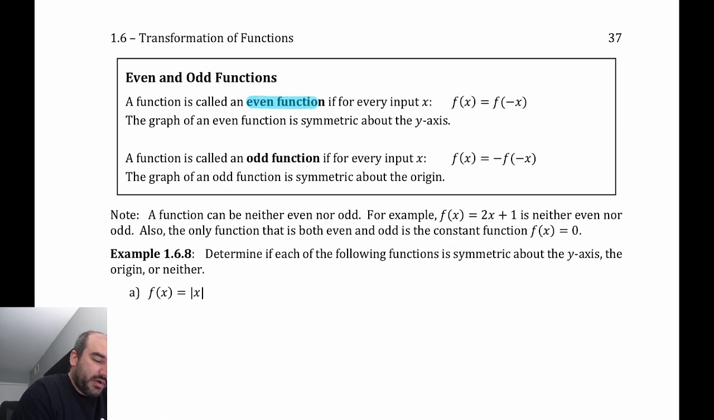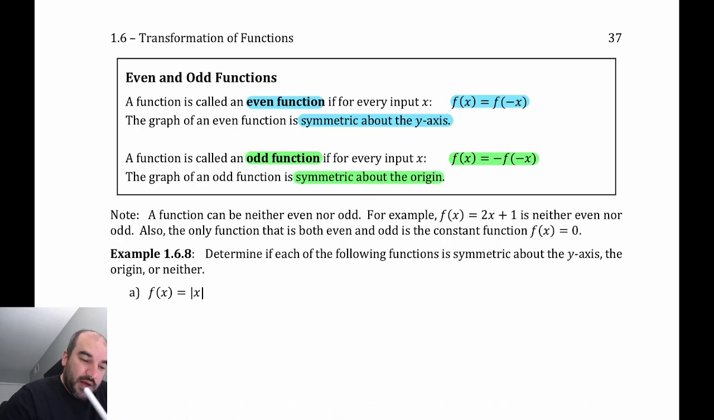A function is called an even function if for every input x, f of x is equal to f of negative x. And we already said that it was symmetric about the y-axis. And then for odd functions, we have f of x is equal to negative f of negative x, which means that they're symmetric about the origin.